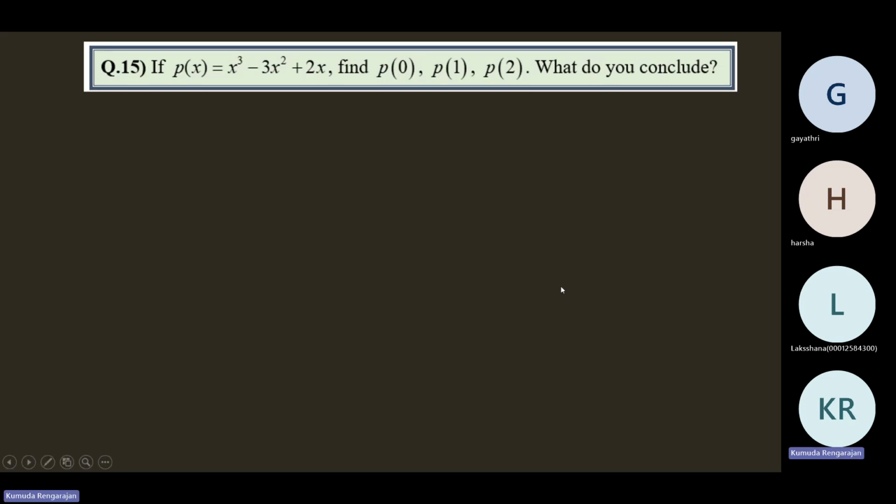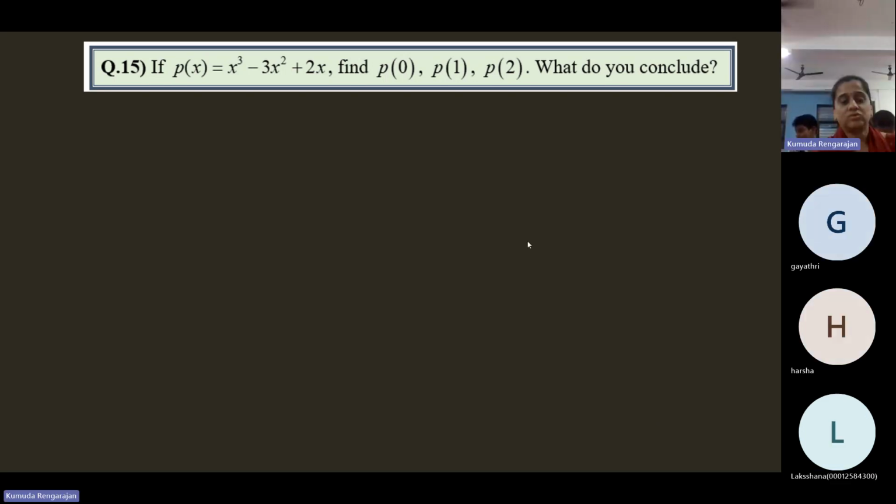If p of x equals x cubed minus 3x square plus 2x, find p of 0, find p of 1, find p of 2. What do you conclude? All of you, find p of 0, p of 1 and p of 2.